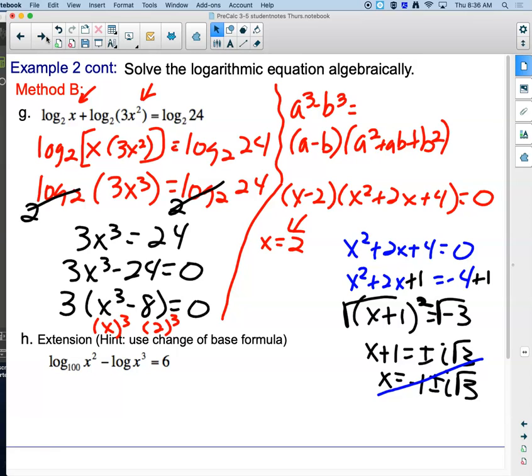So again, you could graph this, left-hand side. You'd have to use the change of base formula. It would really be a monster if you punched it into your calculator. You'd have to do log of x divided by log of 2, and all of that in parentheses, plus log of 3x squared divided by log of 2, all of that in parentheses, and then make your y sub 2 equal to log of 24 divided by log of 2. And you'd see they only intersect at 2.